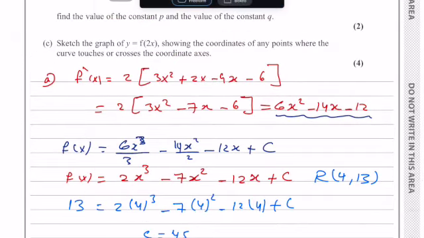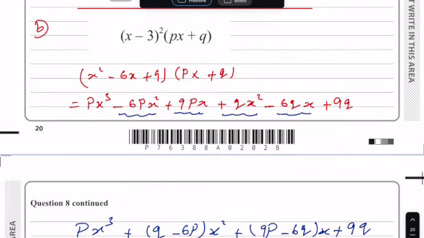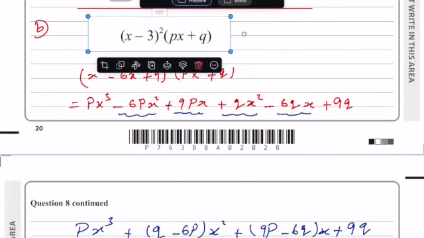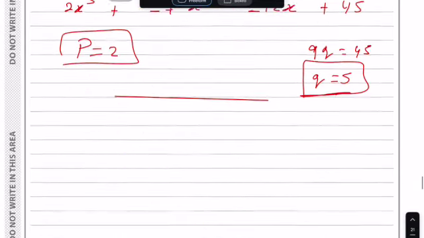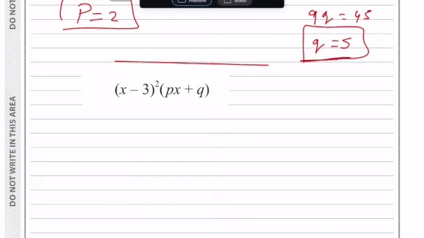Going to part C, we have sketched the graph of y equals f of 2x. Taking this equation once more, we can copy this one and paste it down here, then replace every x with 2x. It will be 2x minus 3 all squared. P is equal to 2, so it will become 4x plus 5.